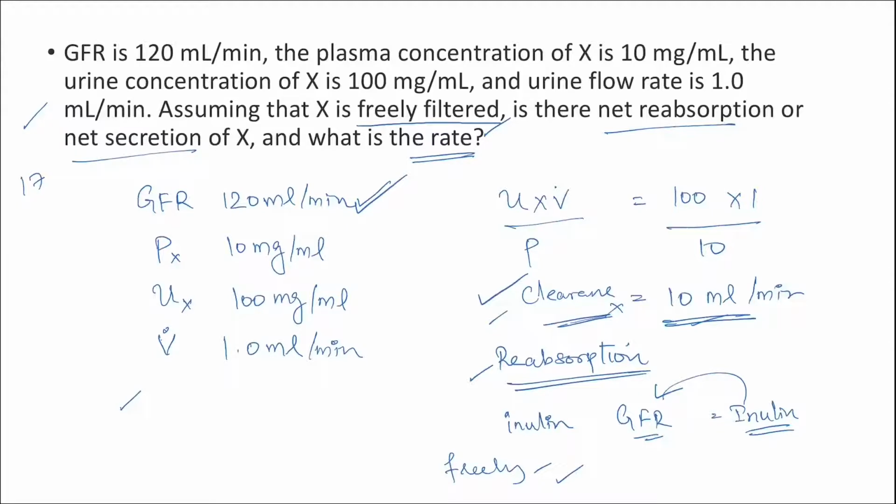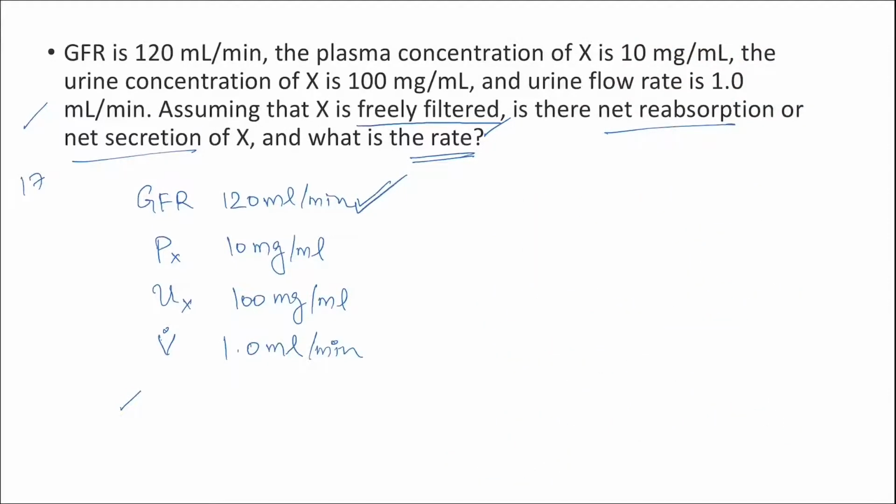So how do we find the exact value? What is the reabsorption rate? Let's erase some of these things. We need to calculate two things. First, we have to calculate how much is the filtered load, and we will subtract the value of how much is the total amount of the substance excreted. So if we know these two values, based on that we can calculate the exact rate at which the substance is reabsorbed.